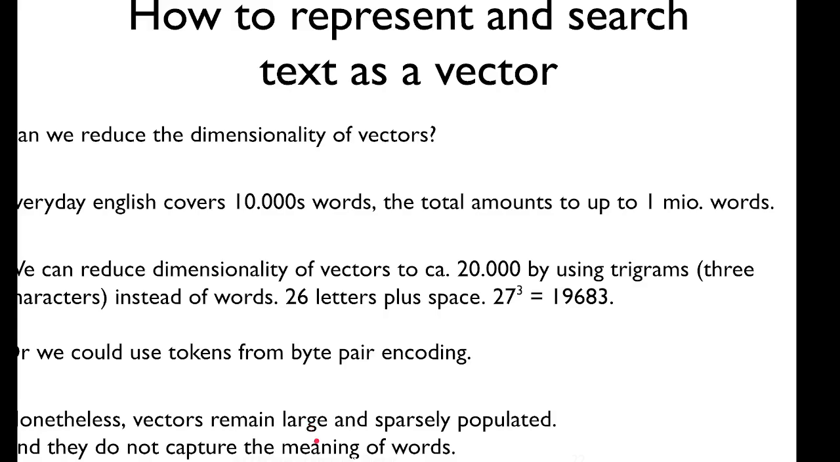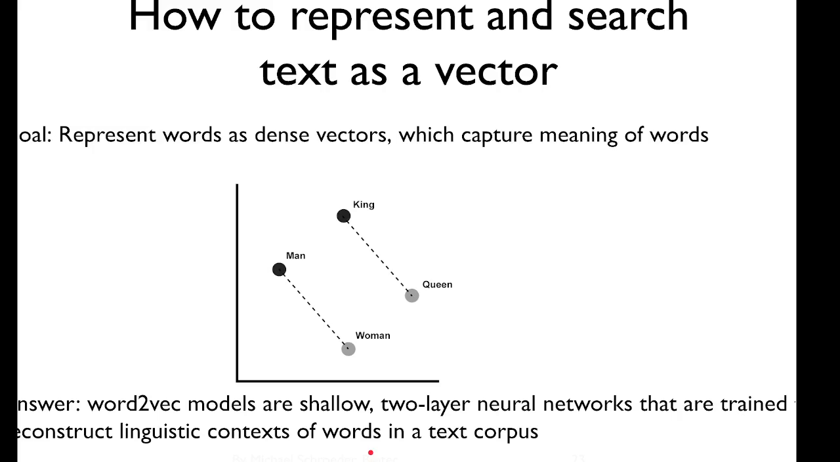However, none of this compression and changes in representation of the dimensions can address our problem of the meaning of words. And that's where a different approach came into play that is called word2vec. The goal of this work, created in 2013, was how to represent words as dense vectors which captured the meaning of words.